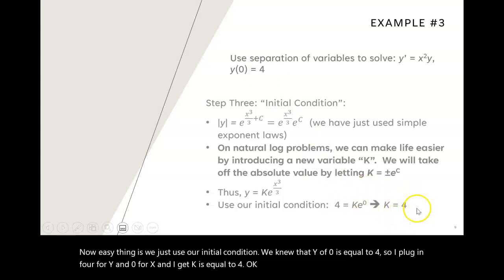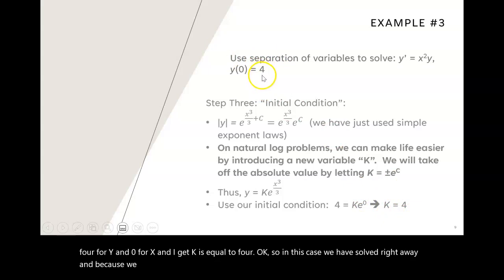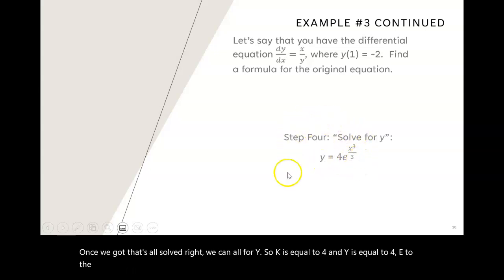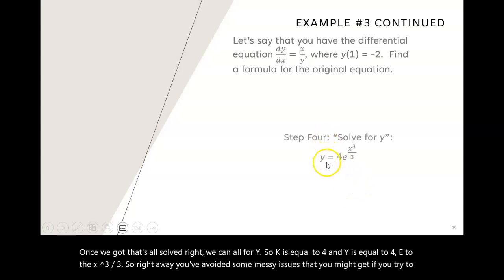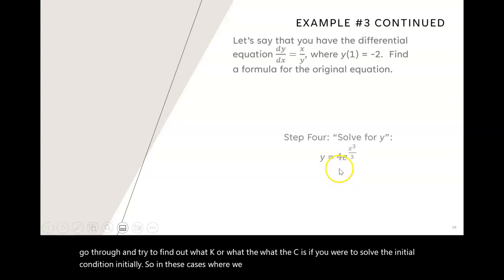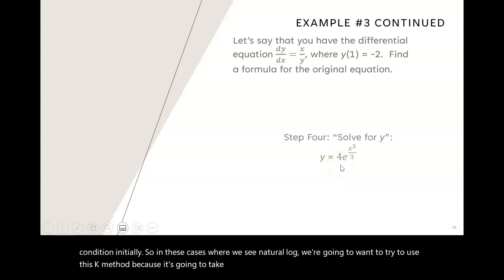Okay, so in this case, we have solved right away, and because we knew our initial condition was positive, that allows us to make k equal to 4. Once we got that all solved, we can solve for y. So k is equal to 4, and y is equal to 4 e to the x cubed over 3. So right away, you've avoided some messy issues that you might get if you try to find out what the c is by solving the initial condition first. So in these cases where we see natural log, we're going to want to try to use this k method because it's going to take care of that absolute value and deal with messy exponents all in the same step.